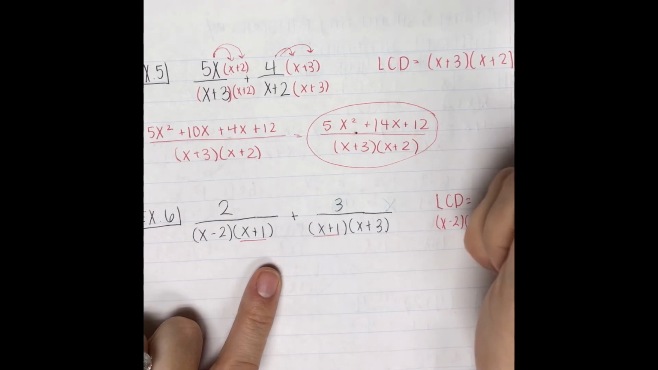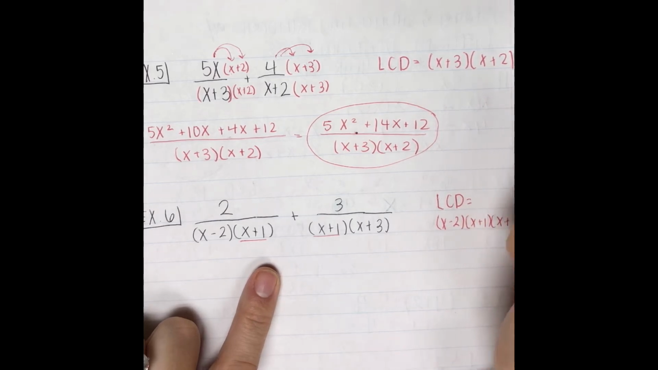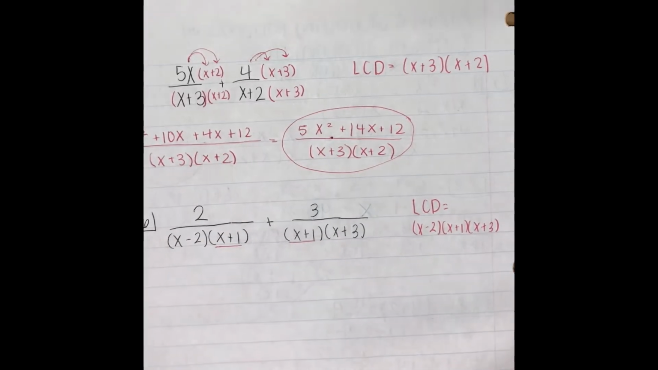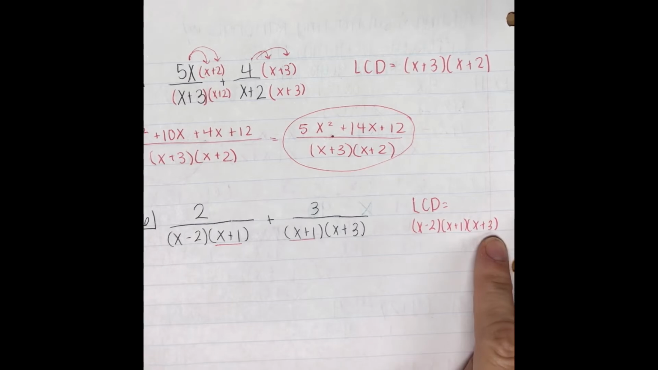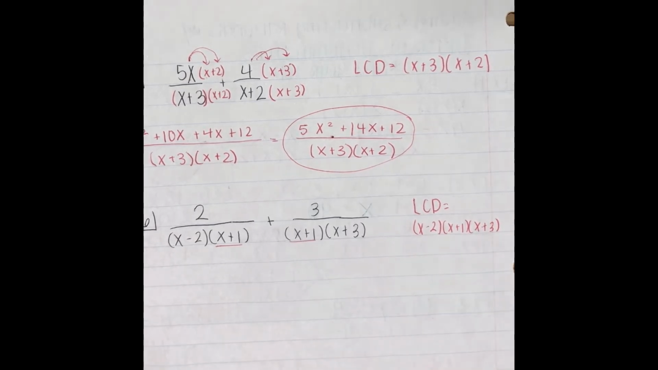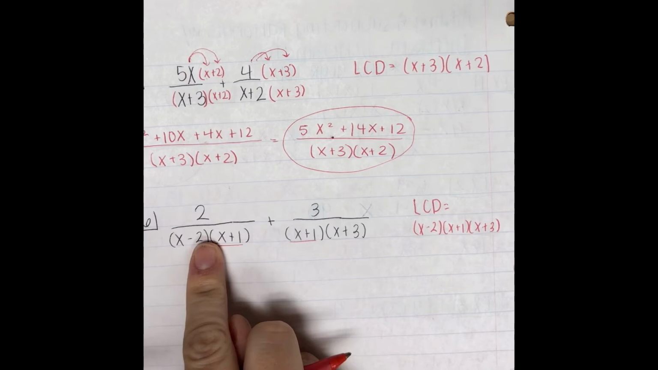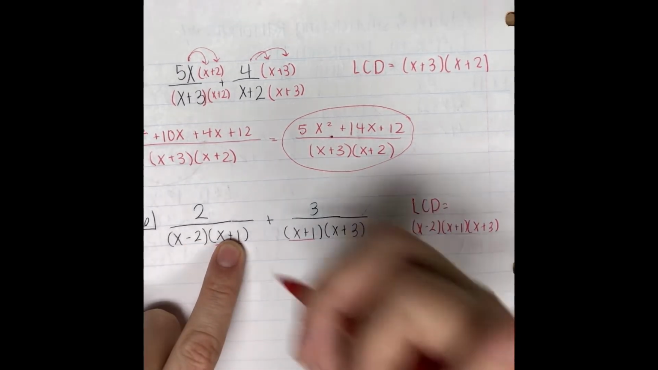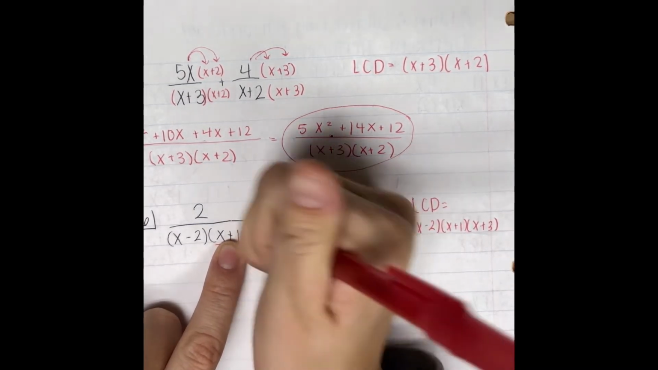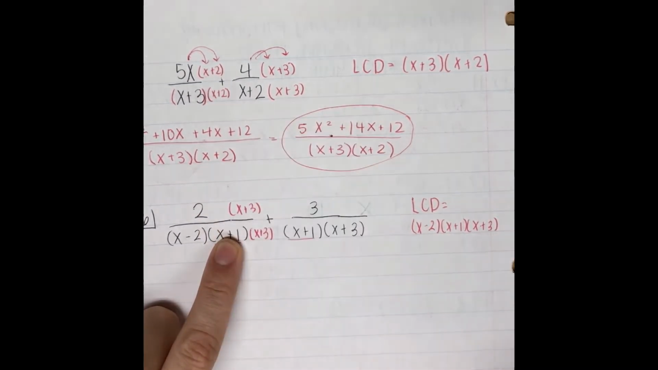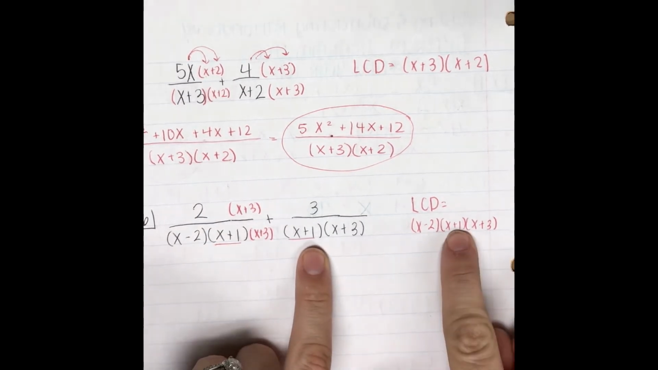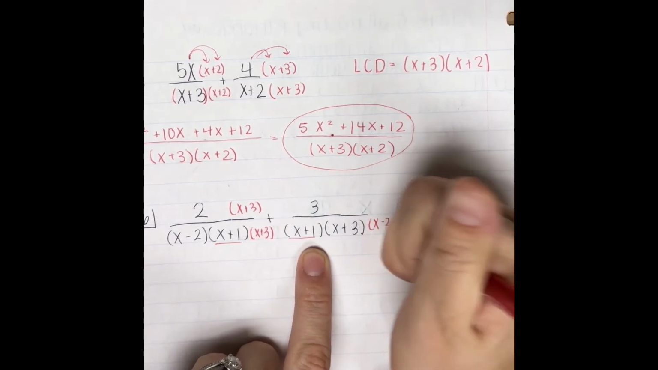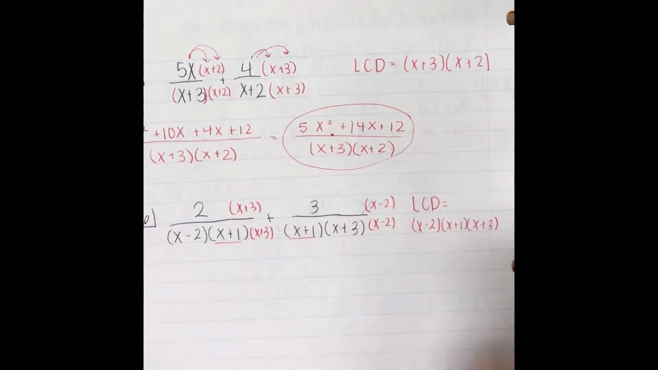So once again, the order that you write these factors in does not matter. This order does not matter, but you need all 3 to be your denominator. So you're going to multiply this denominator by which one you're missing. Well, you have the x minus 2, you have the x plus 1, you're missing the x plus 3. So you're going to multiply both the top and the bottom by the x plus 3. And over here, you have the x plus 1 and the x plus 3, you're missing the x minus 2. So you're going to multiply the top and bottom by the x minus 2.